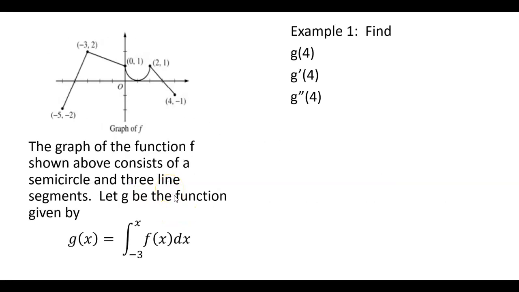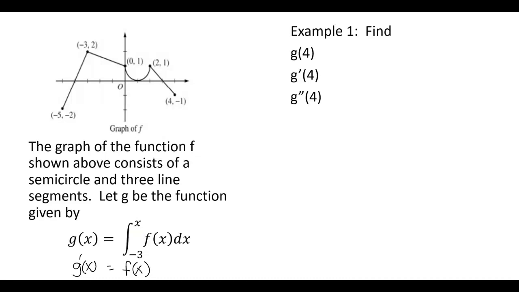So without any further ado, let's go ahead and jump into some of our examples here. The graph of the function f shown above consists of a semicircle and 3 line segments. We're going to let g be given by this. So if this is g, then what I want you guys to understand, you don't need to write this necessarily, but the derivative of g, using the second fundamental theorem of calculus, we drop the integral and put that x inside, and we're left with f of x. So the derivative of g is what that graph is up there at the top.